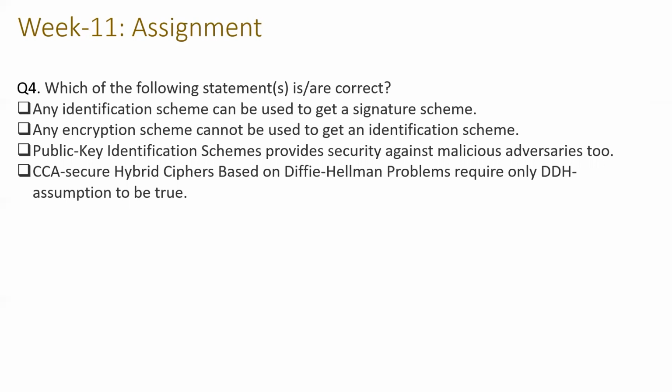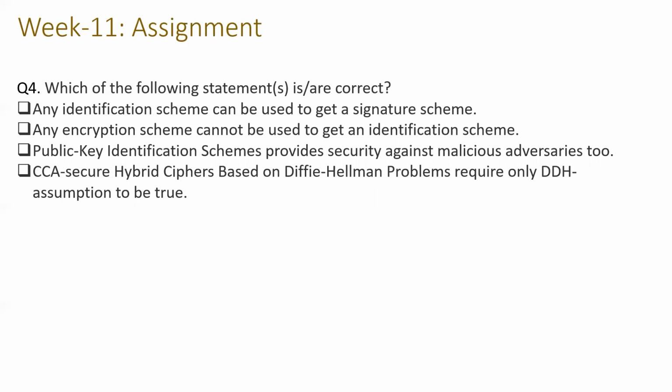An identification scheme is basically an interactive scheme, right? Where a prover tries to prove itself as a valid entity by interacting with the verifier, by generating a valid response in reply to a challenge selected by the verifier. But in case of a signature scheme, this interaction phase is not there. So you turn an interactive protocol into a non-interactive one by using the Fiat-Shamir transform.